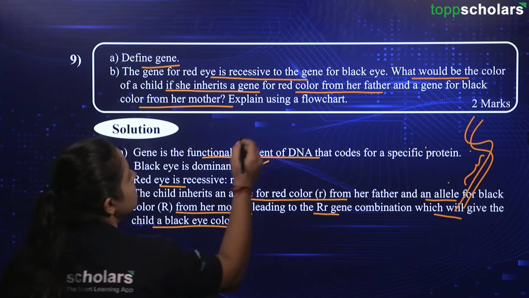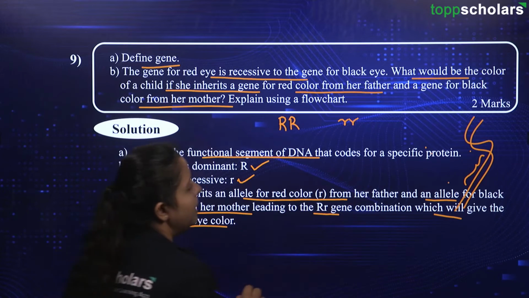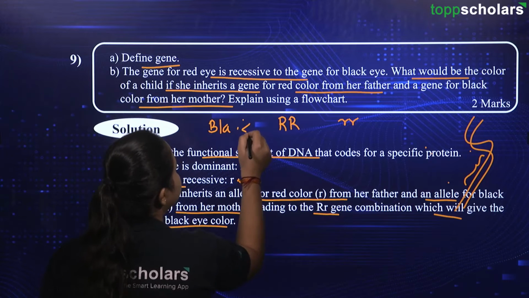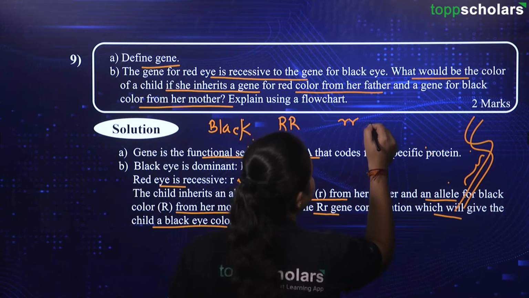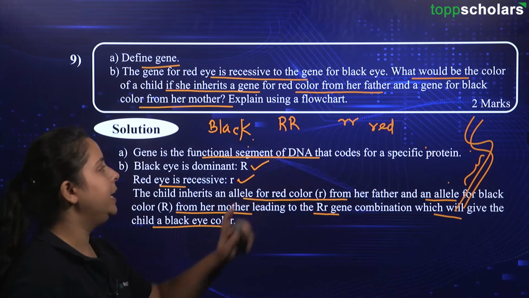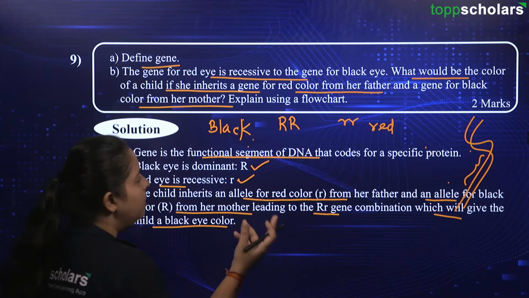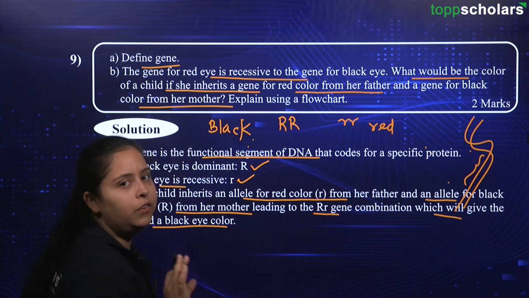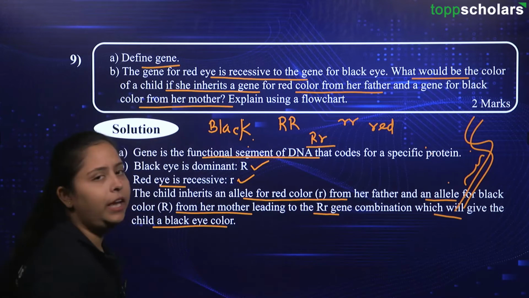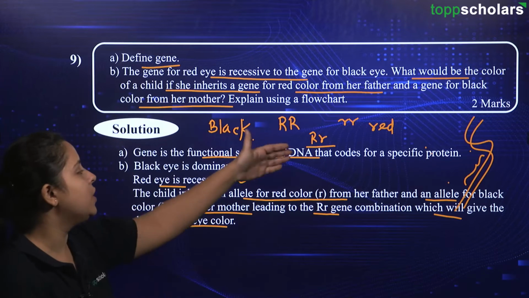Over here, friends, the parent has this combination, say for example, and this parent has the red eye color. Okay, this one is black and this one over here is red. Black we have denoted with capital R and red we are denoting with small r. The gametes will be capital R produced over here and small r produced over here, and the combination will give you this.